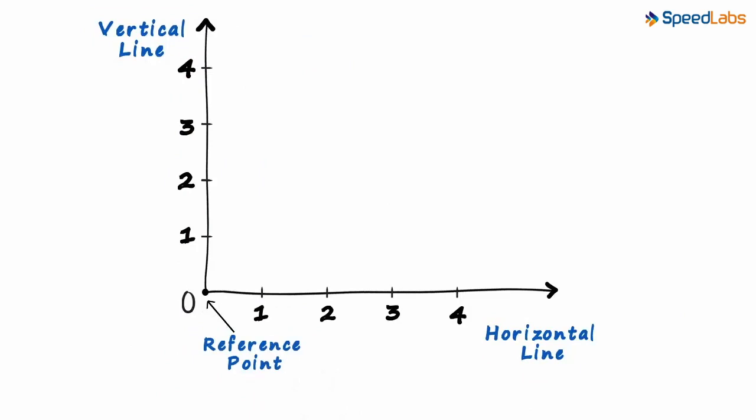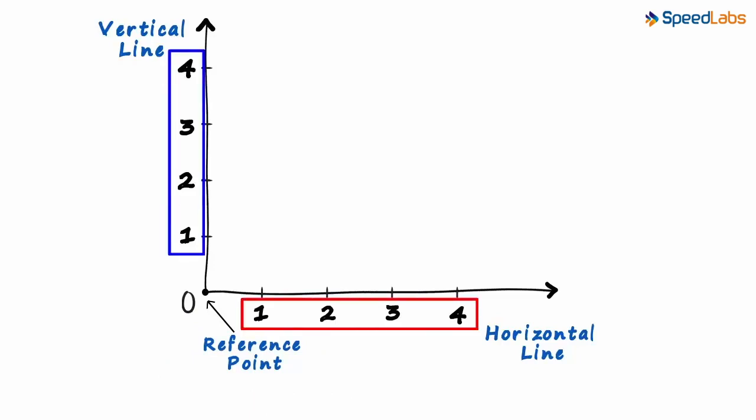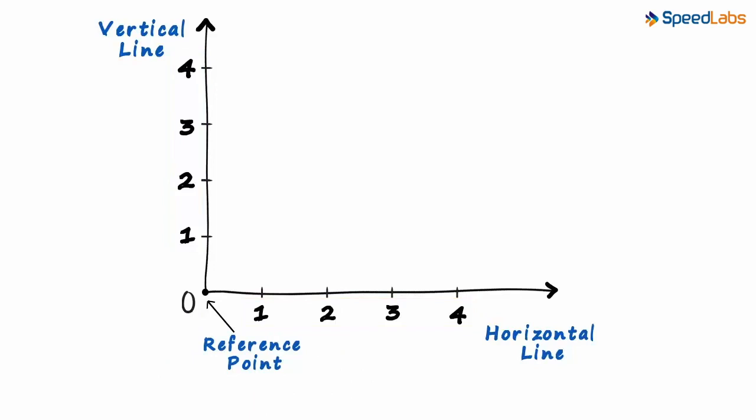Now if we have any point in the region, we can easily give it an identity based on the numbers we have marked. But wait, what if the point is here? How would you give it an identity? It's simple. We just extend this line to the left and this line downwards.